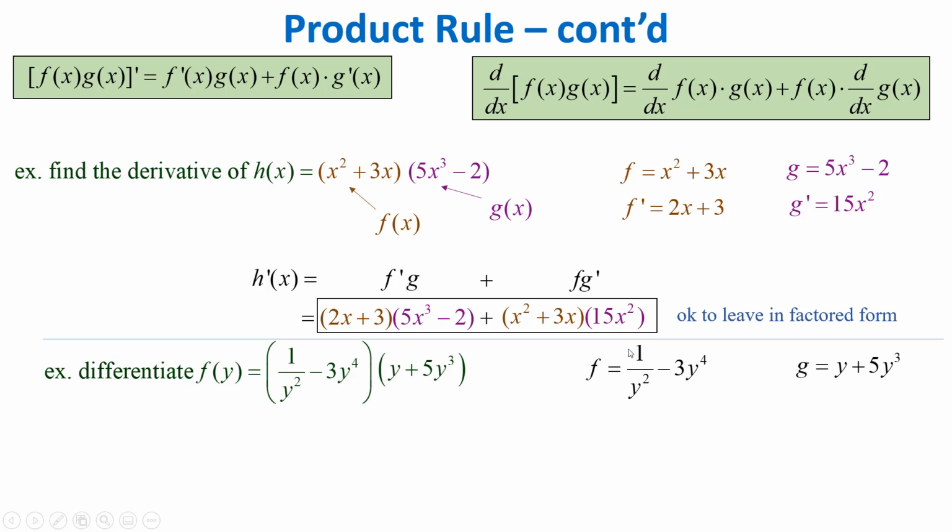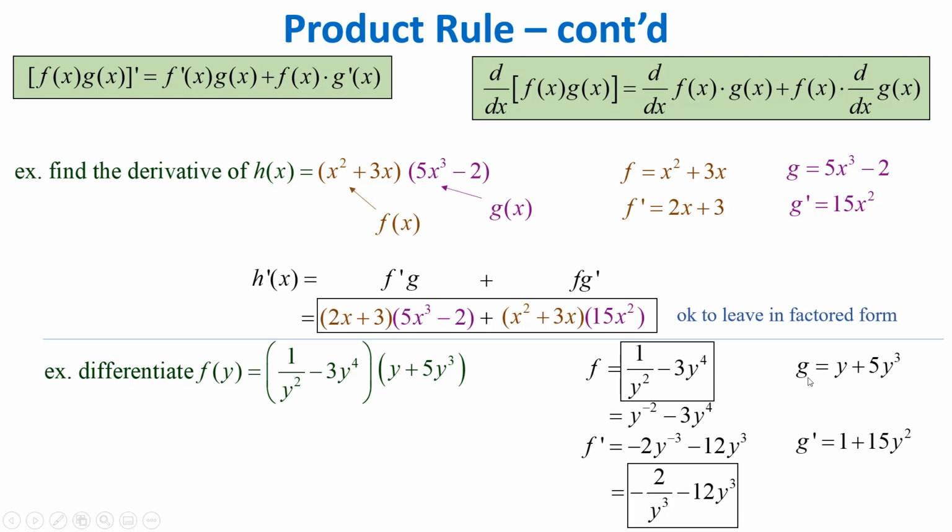Now in this case, I'm going to manipulate this a little to make it more derivative friendly. I'll write 1 over y squared as y to the negative 2 minus 3y to the fourth. And then I'll use power rule. The derivative of y to the negative 2 is negative 2 times y to the negative 3. Make sure you see that. And then the derivative of negative 3y to the fourth will be negative 12y cubed. And then writing this as a positive exponent, the derivative of f becomes negative 2 over y cubed minus 12y cubed. Just box these. This just becomes 1 over 15y squared.